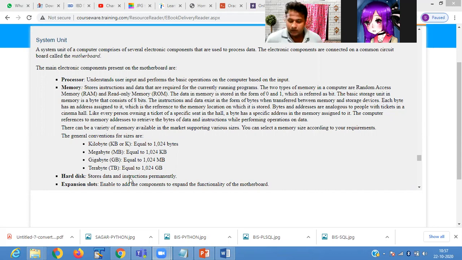Okay. So for executing a program or for running your operating system, whatever instructions are required for running one application, that instruction is stored in the memory address register. Clear? Yes, sir.